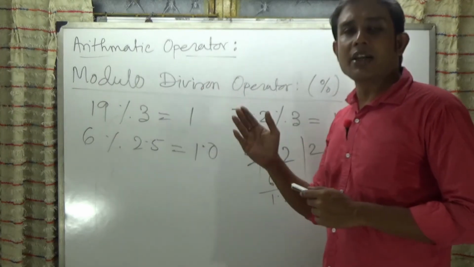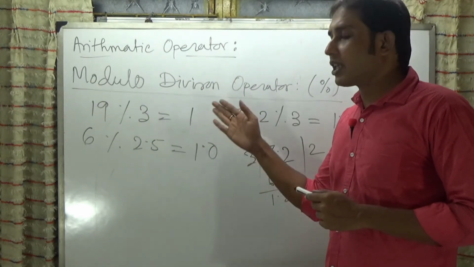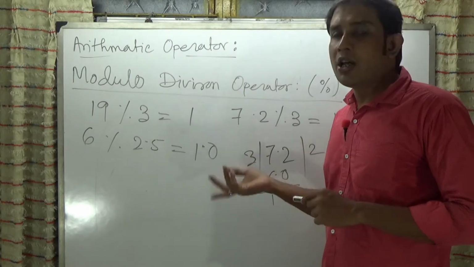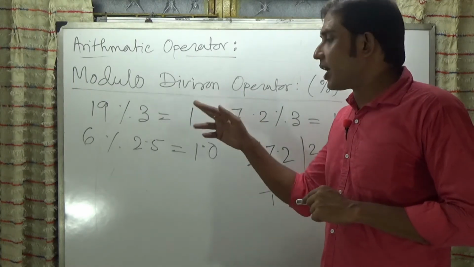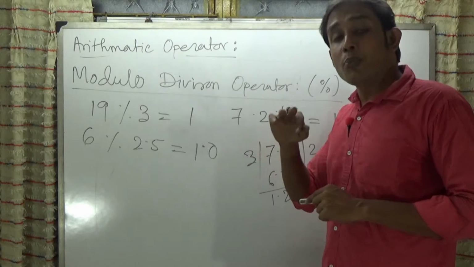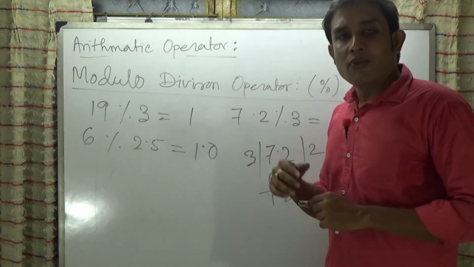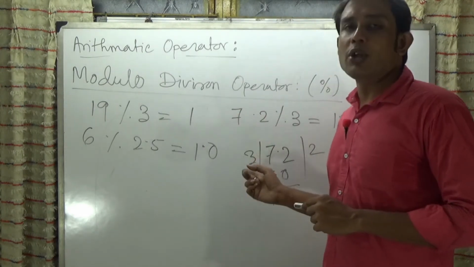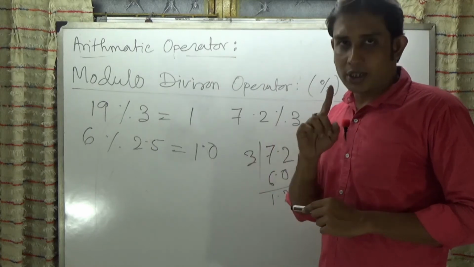If both the divisor and dividend are integers, then the result is always an integer. But if either the divisor or dividend or both are fractional or float type, then the result will always be generated as float type.